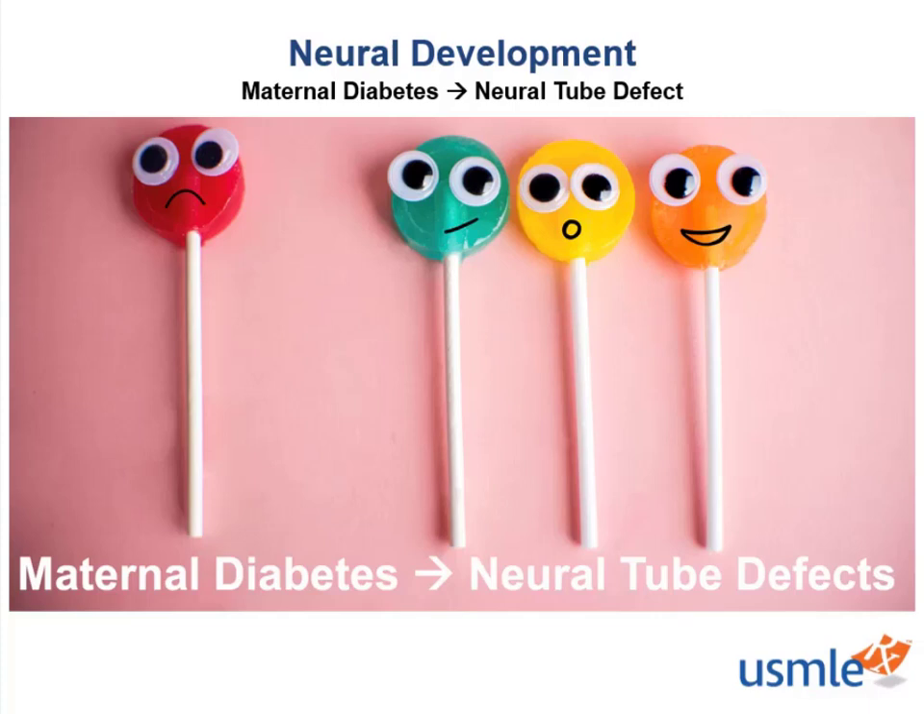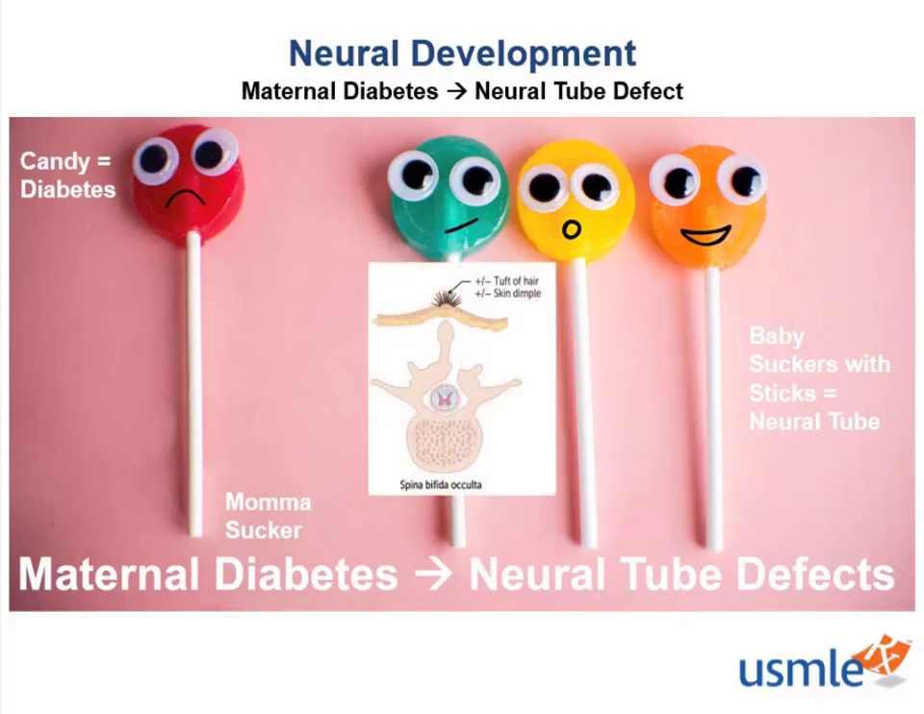To help you remember this fact, use this image of sugar-filled suckers on the screen. The candy is sugary to remind you of diabetes. The red sucker represents the mama sucker, and the baby suckers and their sticks represent offspring with complete neural tubes. However, this sucker developed a neural tube defect. I hope this little picture helps you remember that maternal diabetes is a risk factor for neural tube defects.